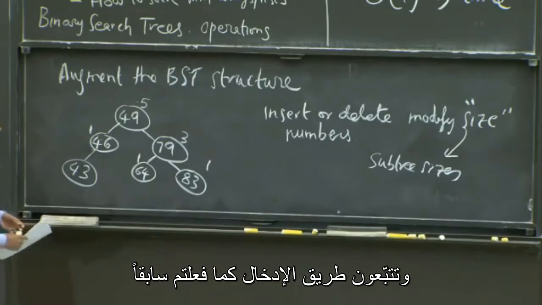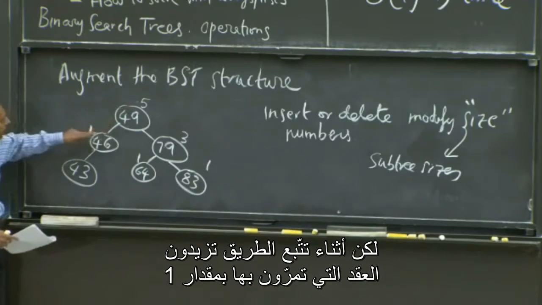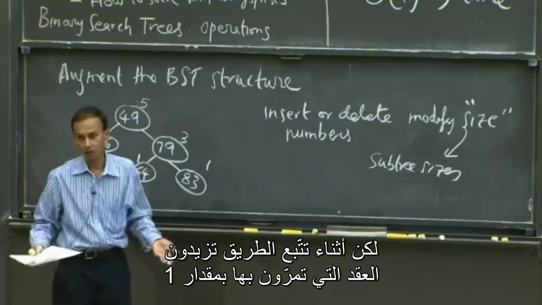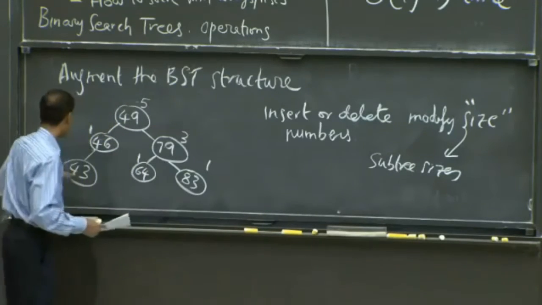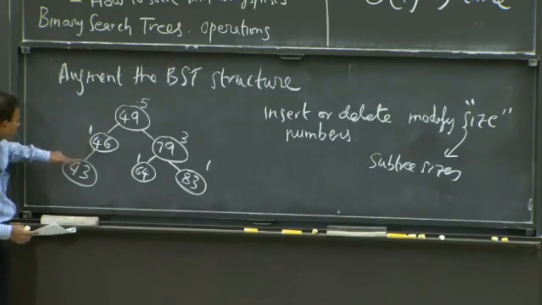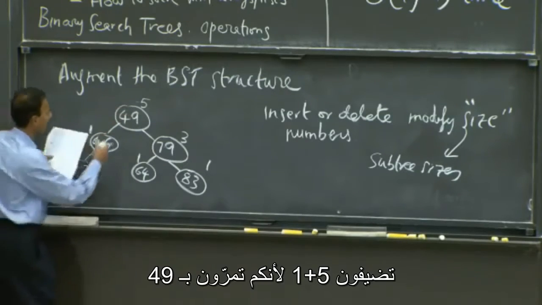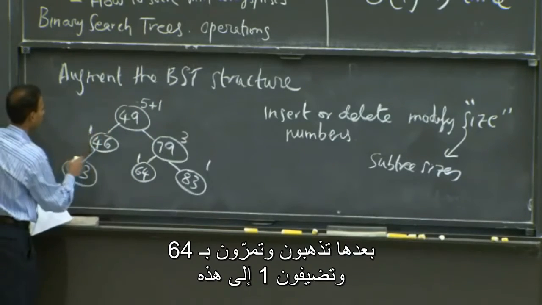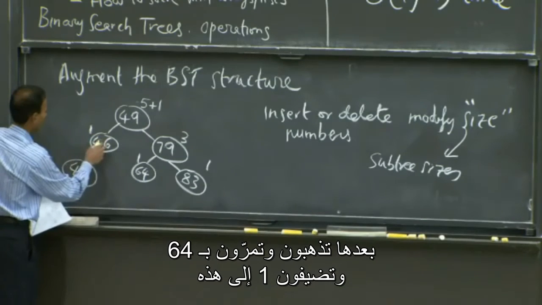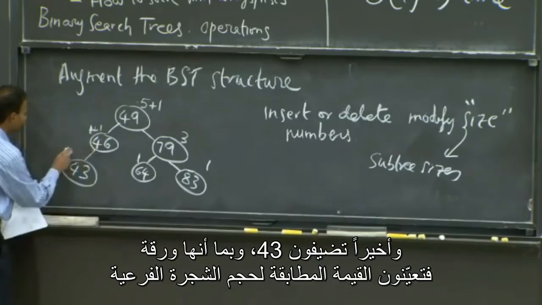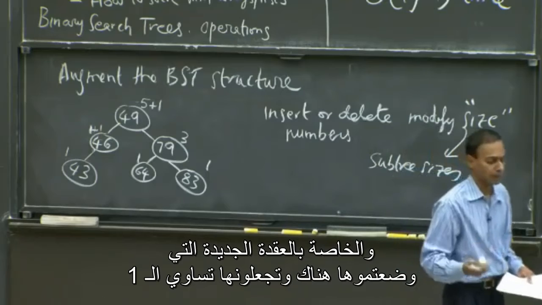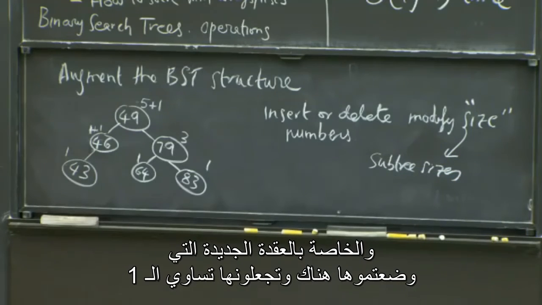And what you do is you follow the insertion path just like you did before. But when you're following that path, you're going to increment the nodes that you're seeing by 1. So you're going to add 1 to this. You'd add 5 plus 1 because you see 49, and then you'd go down and you'd see 46, and so you'd add 1 to that, and then finally you add 43 and, since it's a leaf, you'd assign the value corresponding to the subtree size of this new node to be 1.